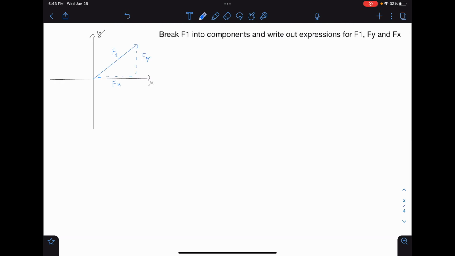Okay, so now we're back to our original problem, and we're armed with everything we need to solve it. So break F1 into components and write out expressions for F1, Fy, and Fx. Well, we just did SOH CAH TOA and the Pythagorean theorem. So how are we going to break it into components? So let's isolate F1.